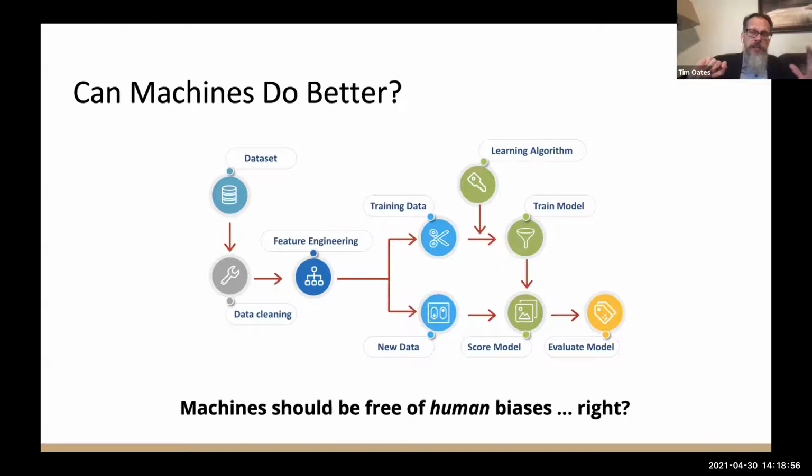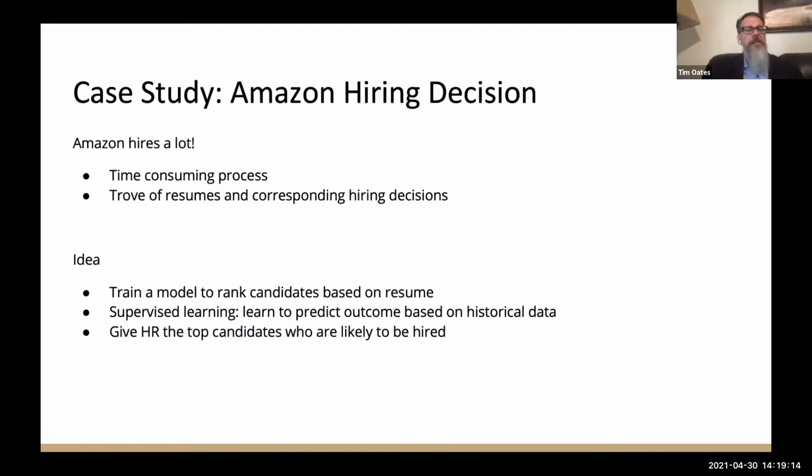And then that model can take new instances, right? So here comes a new patient, do they have a particular disease or not? And you're trying to make an accurate prediction. So that seems all very mechanical. We do have humans touching it at a few different points, but you'd like to think that machines would be free of human biases. But on the next slide, we'll see that that's not always the case.